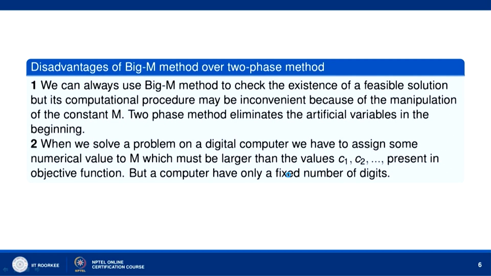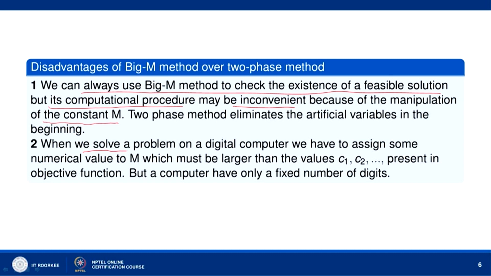Now, what is the advantage of the two-phase method over the Big M method? We can always use the Big M method to check the existence of a feasible solution, but its computational procedure may be inconvenient because of the manipulation of the constant M. The two-phase method eliminates the artificial variables in the beginning. In phase 1 itself, the artificial variables are eliminated.